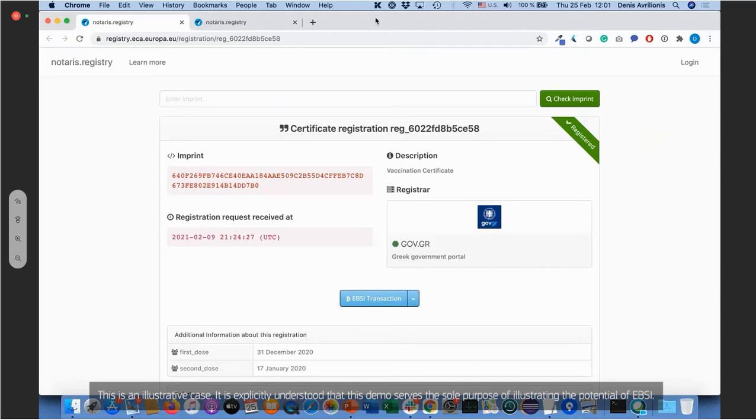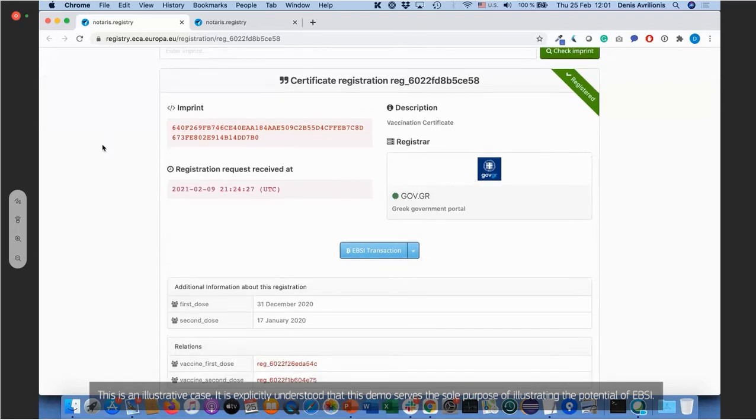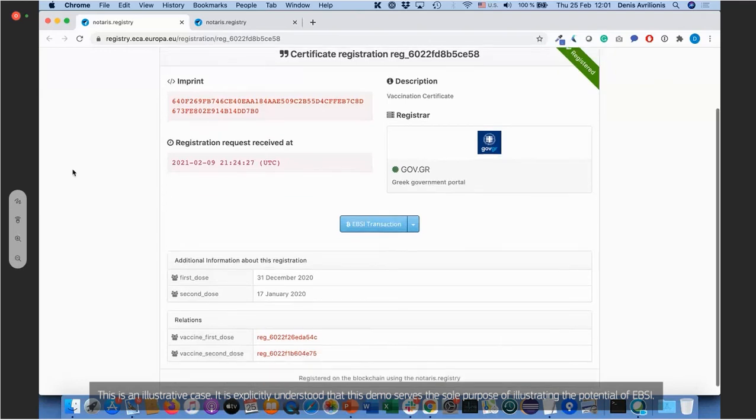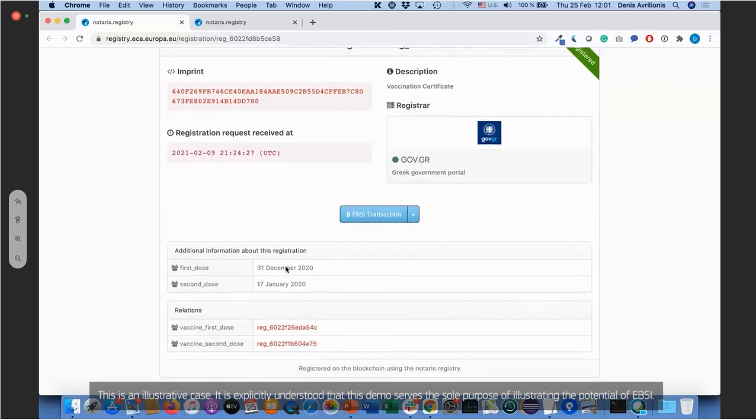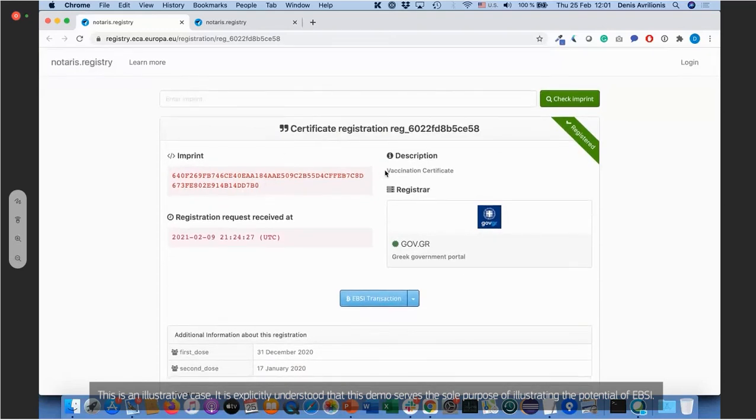Yes. So what I'm going to show here is the example of the vaccination attestation. And as you see, it is there. You can see the power of public versus private metadata. The things that you can see when you browse and you don't have any other authorization in the system is just the 2 doses of the vaccination. So we see here that this is a certificate registration of a vaccine certificate that has been issued and registered by the government, the Greek government portal, government of Greece.